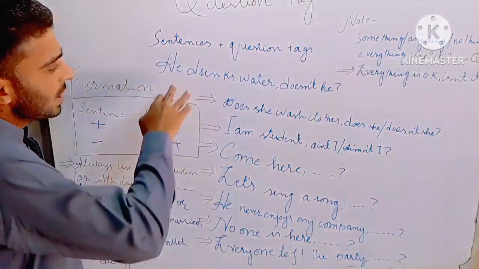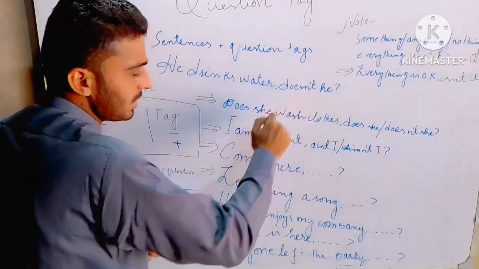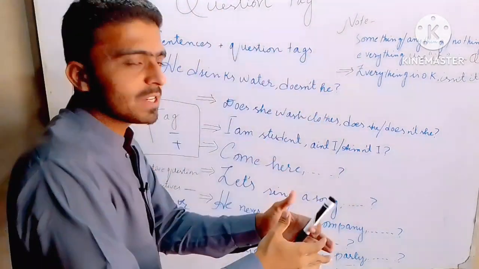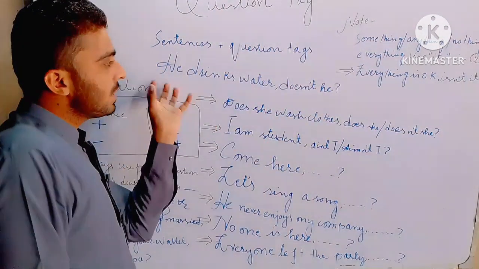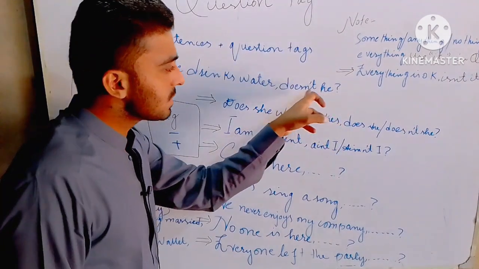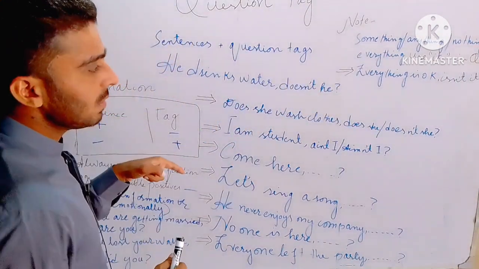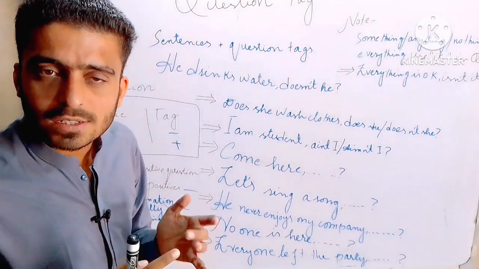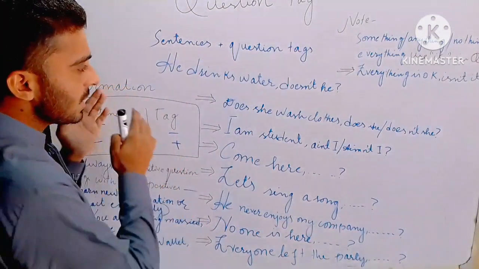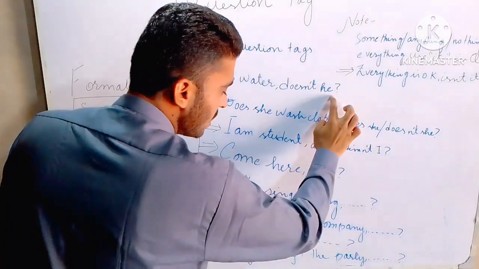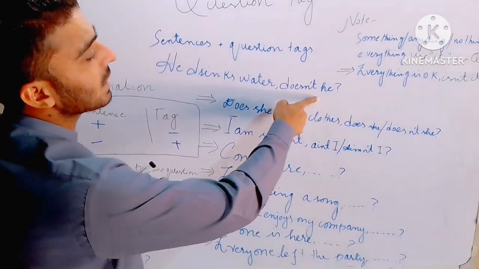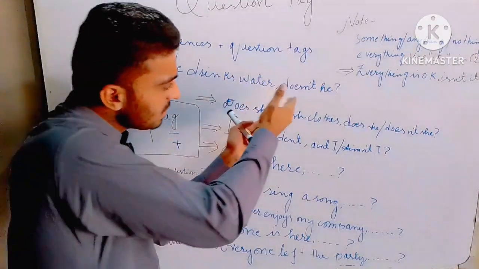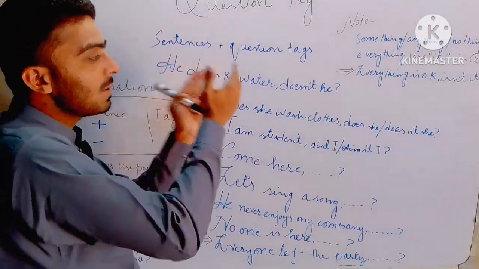Here I have written, he drinks water, doesn't he? Here, doesn't he is going to modify and add some information to the subject he. It means doesn't he is going to modify he. So the definition is explainable and understandable in this way. Question tags are used for asking short questions. Here is the short question. And they are used to reflect and emphasize the same subject in a sentence. Here he is the same subject and doesn't he is going to explain and modify that.